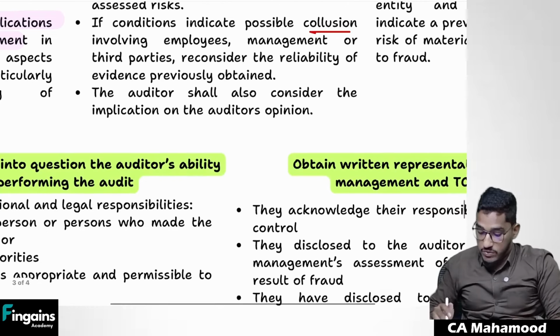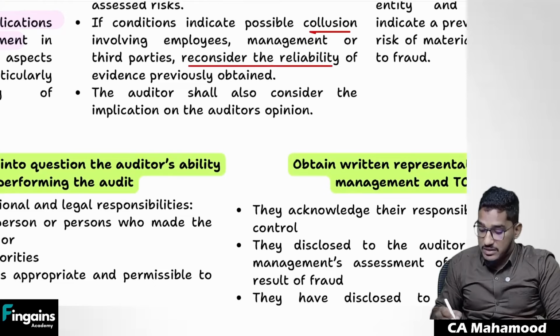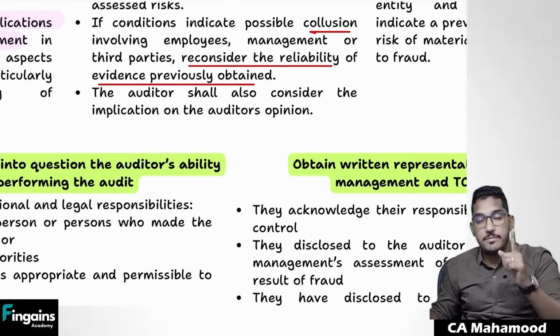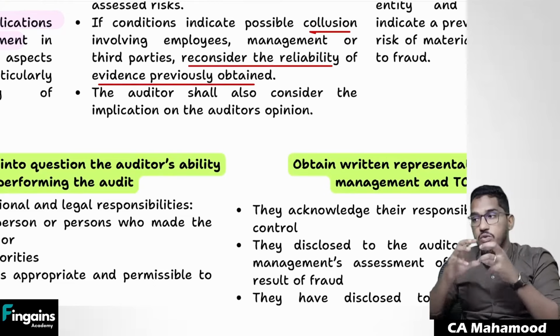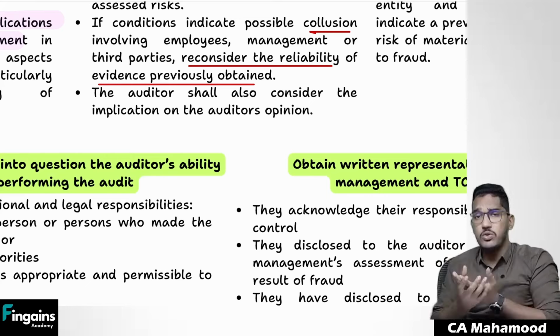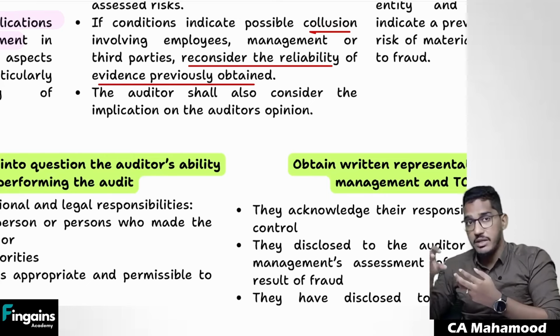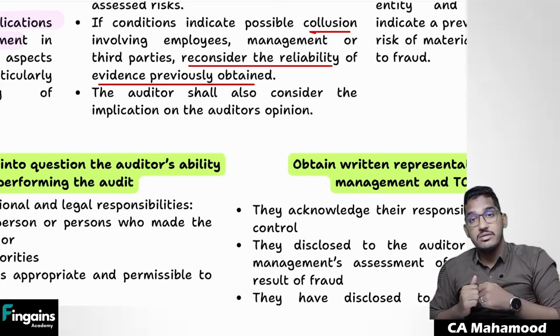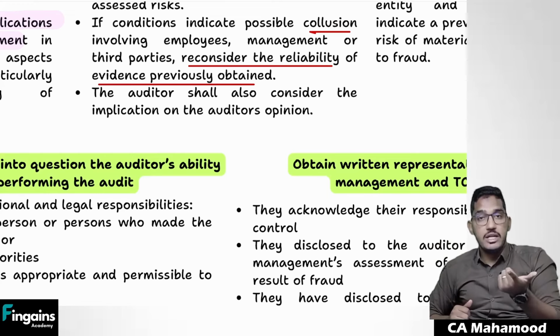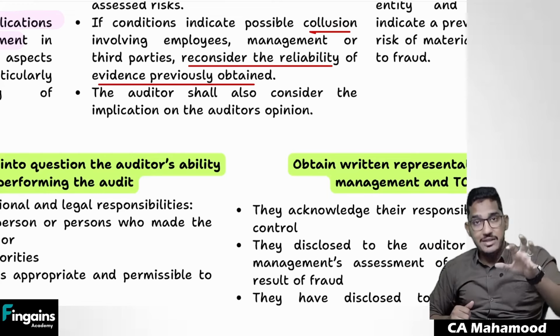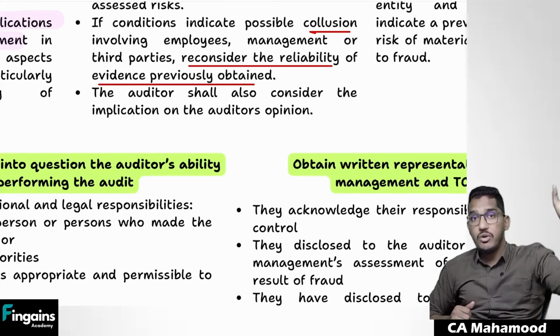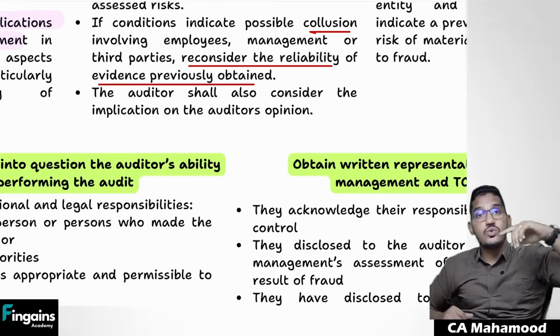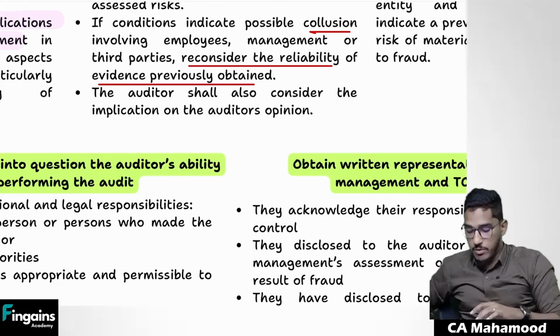Then what should you do? You have to reconsider the reliability of evidence previously obtained. Now you got to know management colluded with different people and committed a misstatement. What about the evidence you have obtained till now? You might need to recheck it once again, because in the evidence you have obtained till now there could also be fraud. So go and recheck the evidence you have obtained till now.